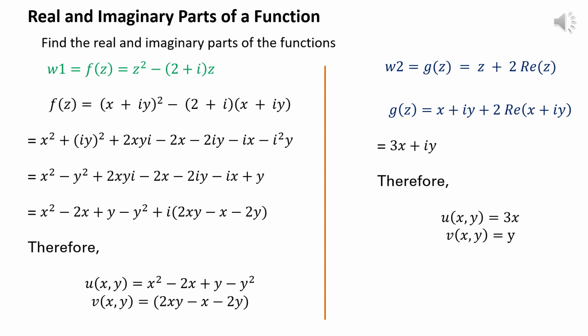For the other function w2 is equal to g of z, which is again equal to z plus 2 times the real part of z, we can express by substituting z as x plus iy, which results in g of z is equal to 3x plus iy. Therefore, the real part of the complex function g of z, that is u of x comma y, is 3x, and the imaginary part of the complex function g of z, that is v of x comma y, is equal to y.